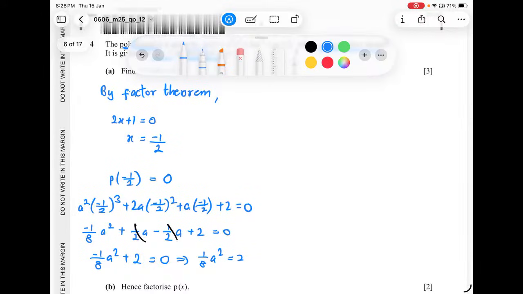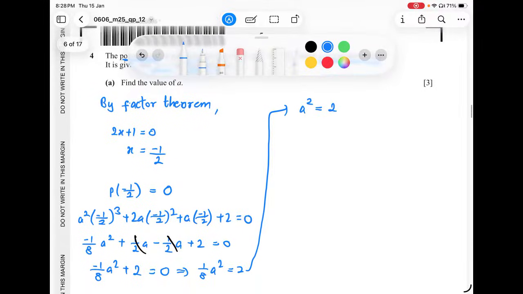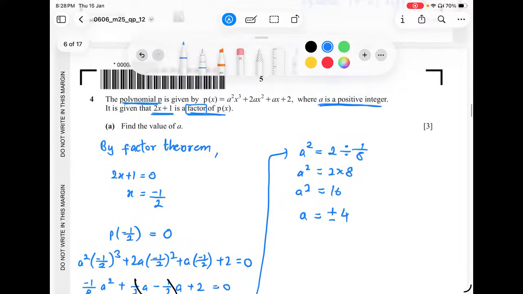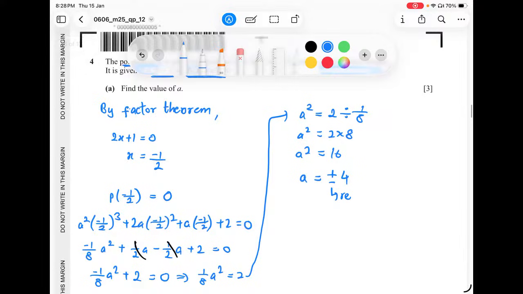And then let me just write it here. So a squared, then it will be 2 divided by 1 over 8, which is 2 times 8, which is going to be 16. So then a is equal to plus or minus 4. Since they told a is a positive integer, you need to reject the minus 4. So the minus is rejected because a is greater than 0. So therefore a should be equal to 4.